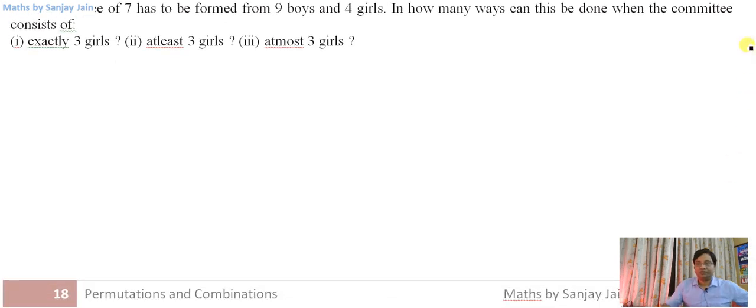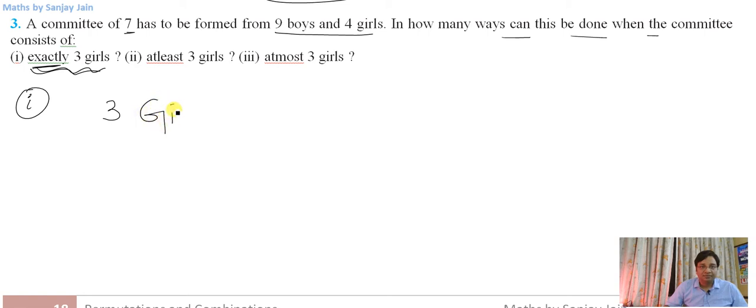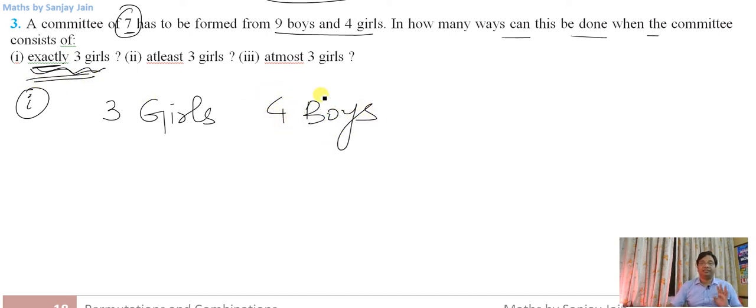So let us proceed to this one now. A committee of 7 members has to be formed from 9 boys and 4 girls. In how many ways can this be done when the committee consists of exactly 3 girls? Whenever I have got at least or at most, I try to convert it into exactly. But now the committee consisting of exactly 3 girls can be formed by taking 3 girls and 4 boys. So this is the first part, where I need exactly 3 girls.